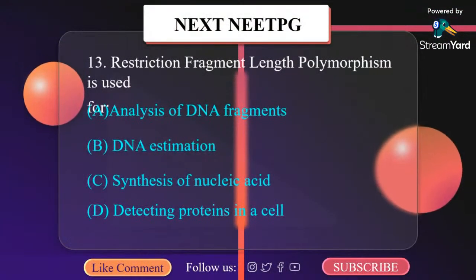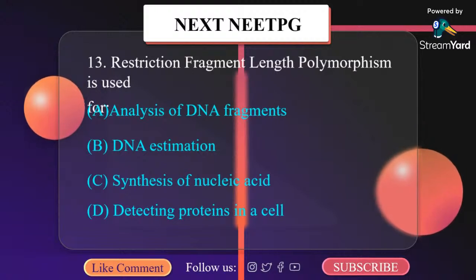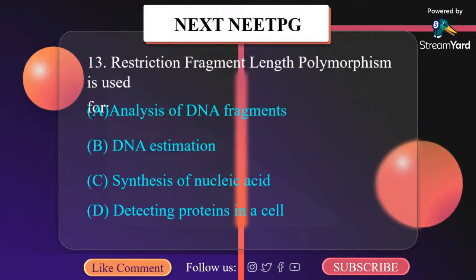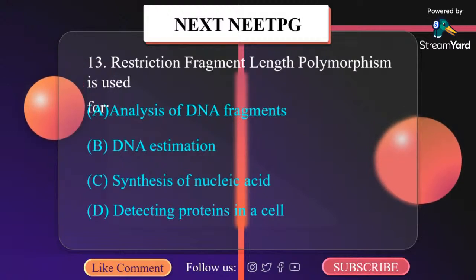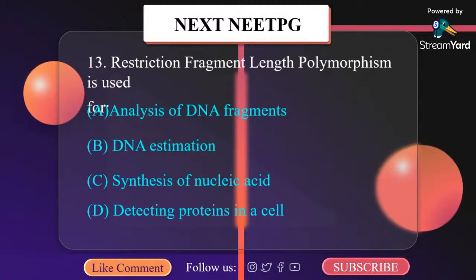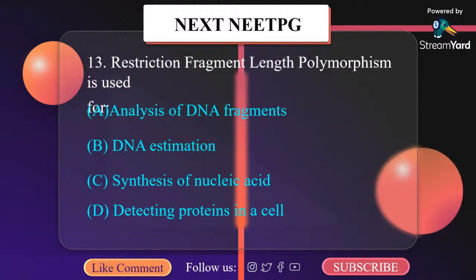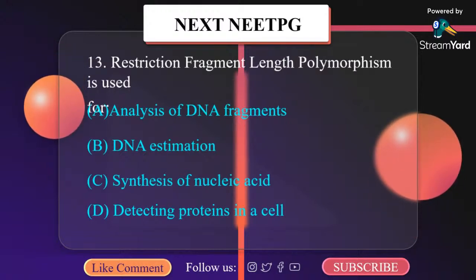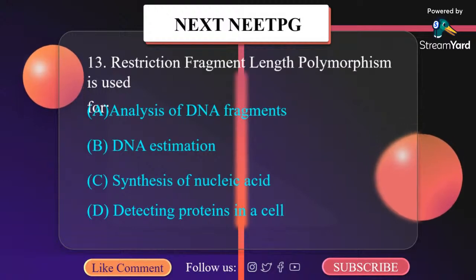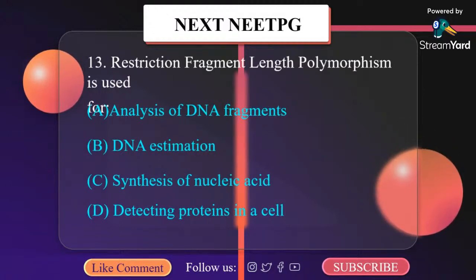Restriction fragment length polymorphism is used for A, analysis of DNA fragment; B, DNA estimation; C, synthesis of nucleic acid; D, detecting proteins in cell. RFLP, or restriction fragment length polymorphism, is used to identify a change in genetic sequence that occurs at a site where a restriction enzyme cuts. RFLPs can be used to trace inheritance pattern, identify specific mutation, and other molecular genetic techniques.